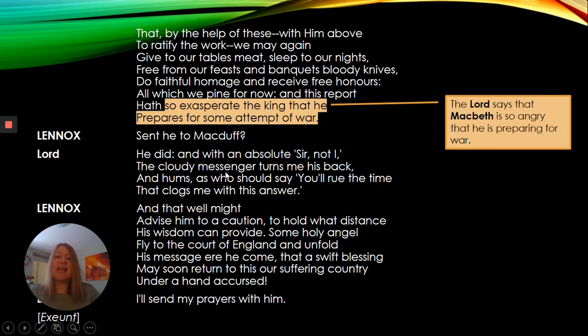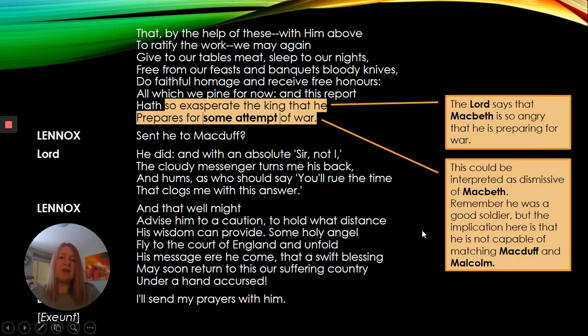And the Lord says that Macbeth is so angry with Macduff that he is preparing for war. So war is brewing. We can see the tension building. The English army is gathering. Macduff is getting Malcolm, the rightful king. But Macbeth is also spoiling for war. And so all the tension is coming to boiling point, ready for the finale of this play.